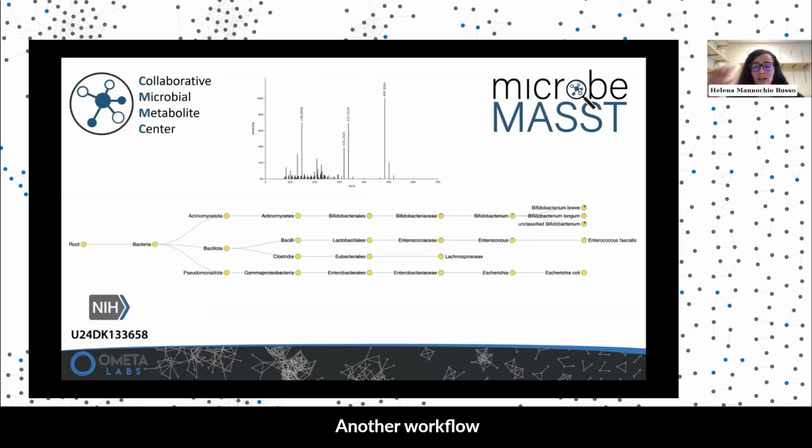Another workflow that we developed as part of the CMMC is MicroBLAST. As a very brief overview, if we have a tandem mass spectrometry spectrum, we can search if this spectrum was already observed in microbial monocultures before. Here, for instance, is an example also of a microbially conjugated bile acid. And then we can see a taxonomic tree of the microbial monocultures in which this specific spectrum has already been detected.